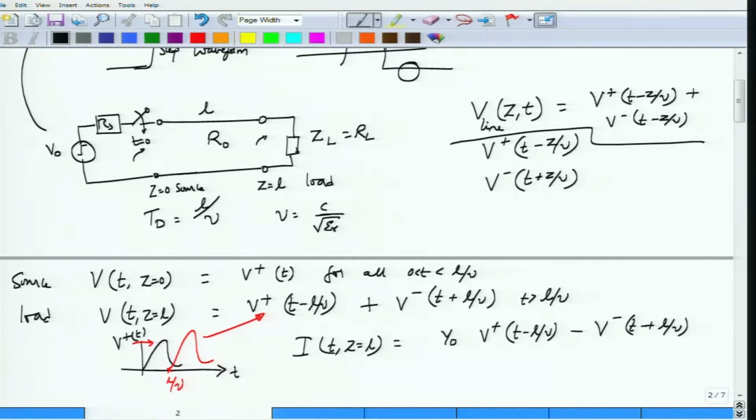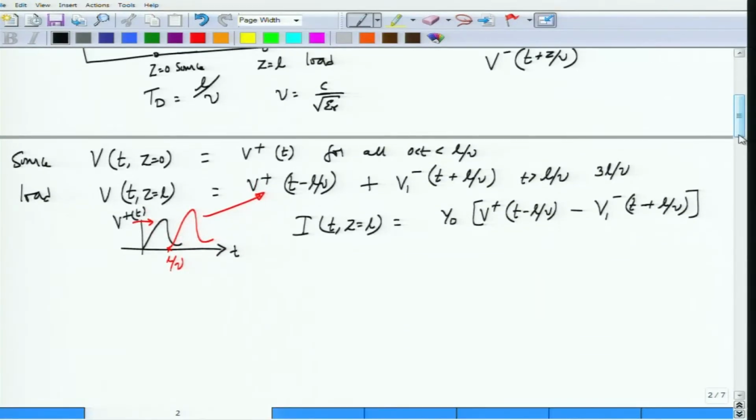Since this is the first time we are seeing some reflection, we can actually write this as V1 minus, nothing has changed in terms of anything. So all that we have done here is to remind ourselves that this V1 minus actually is the voltage that is developed in response to this V plus that arrived at time L by V. And for the time from L by V all the way up to say 3L by V, these things will be quiet at the load side, which means to say that there are no more reflections that are being generated, okay. So the current is given by Y0 into this thing, which is the forward going voltage plus negative travelling reflected voltage, divided by R0, that is 1 by R0 equal to Y0, okay.